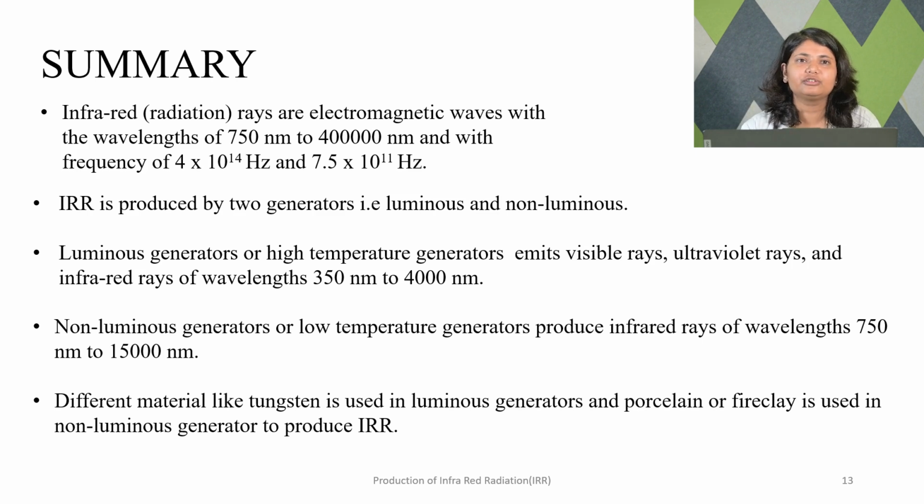The luminous generator is also considered a high temperature generator. It emits visible light, ultraviolet rays, and infrared of wavelength varying from 350 nanometer to 4000 nanometer. The non-luminous generator or low temperature generator produces infrared rays of wavelength 750 nanometer to 15,000 nanometer. Different materials like tungsten are used in luminous generators and porcelain or fire clay is used in non-luminous generators. So there are various materials used in both the generators to produce IRR.